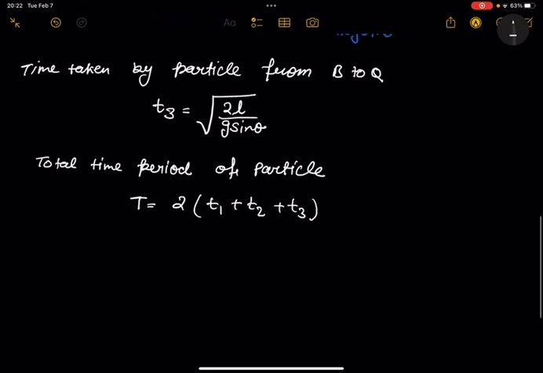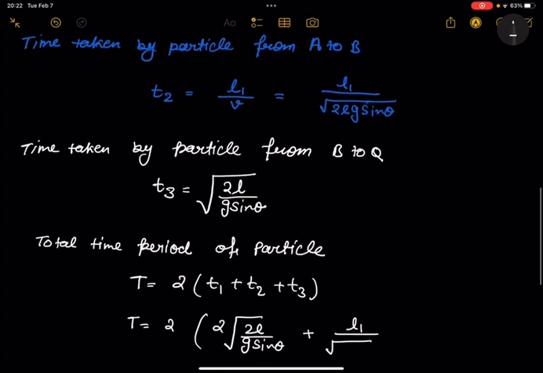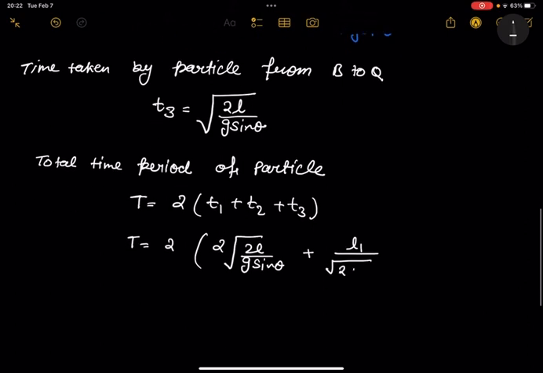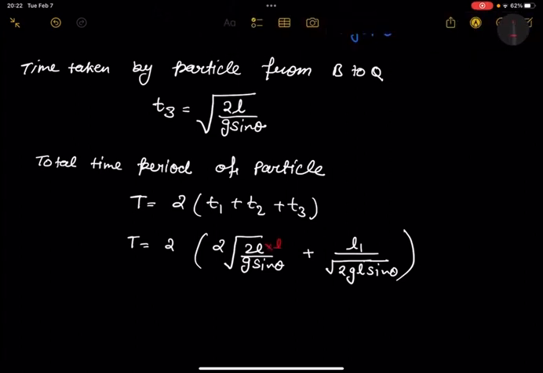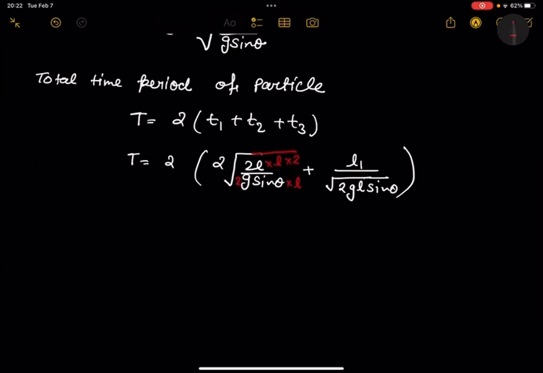For better understanding, I want to write it point by point. T1 plus T3 is equal to 2 times the square root of 2L upon g sine theta, plus L1 upon the square root of 2gL sine theta. My dear friend, for better understanding, what can I do? I just multiply here with L, and in the square root also, and 2 here and 2 here. So overall the denominator becomes the same.